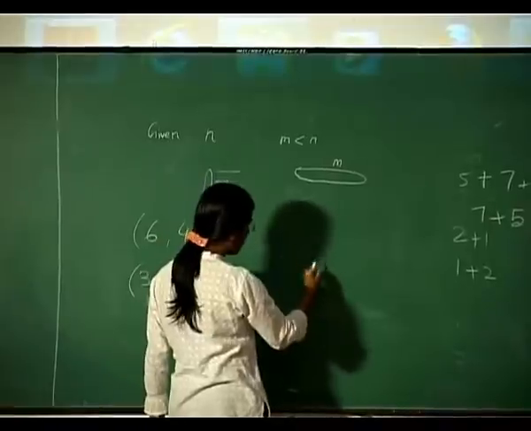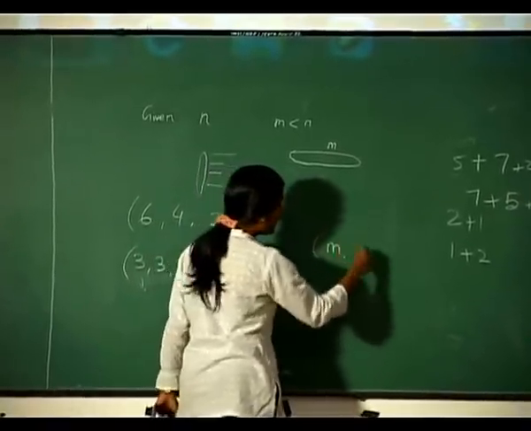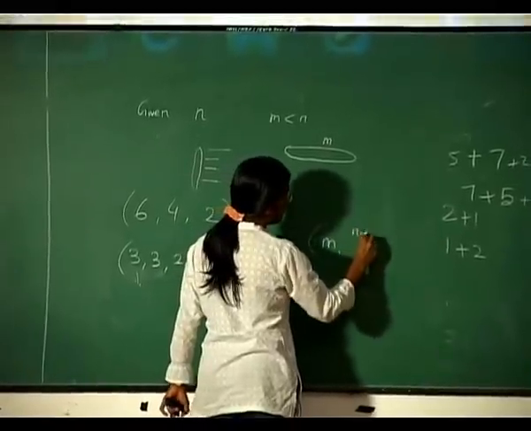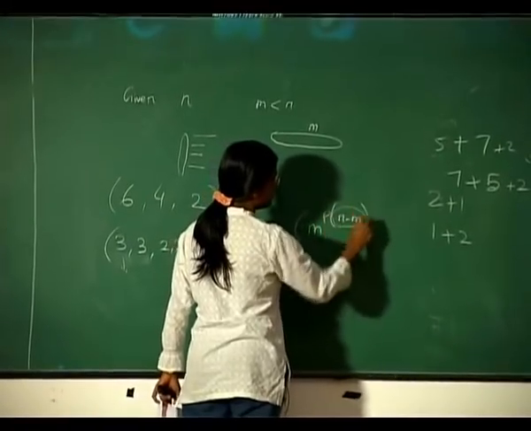Now you are looking for all the partitions whose first part is m, and the remaining part is the collection of all partitions of n minus m.